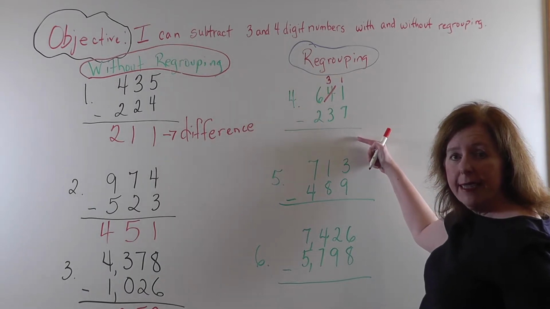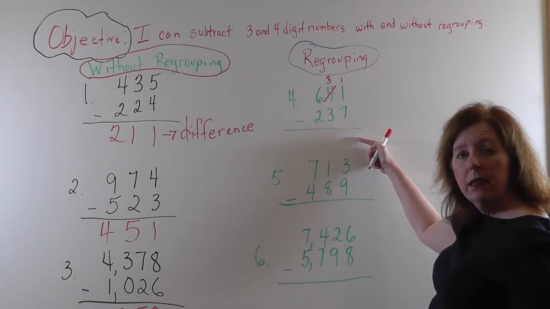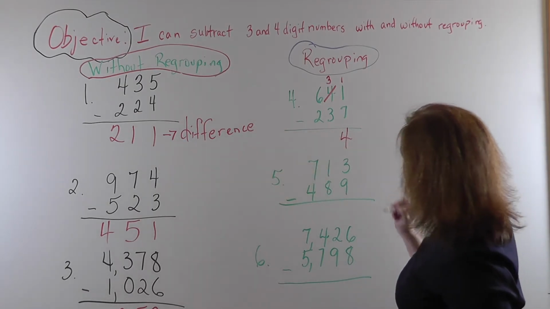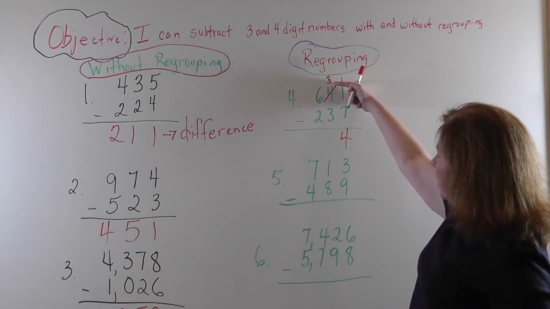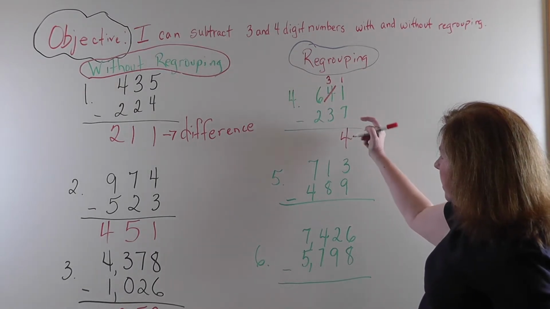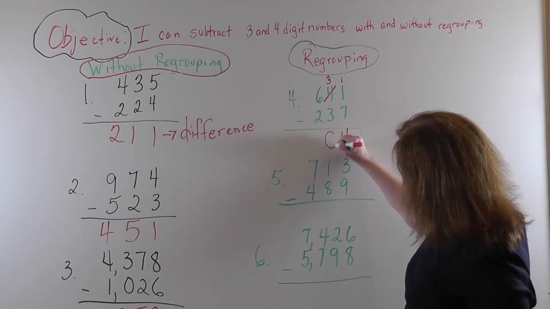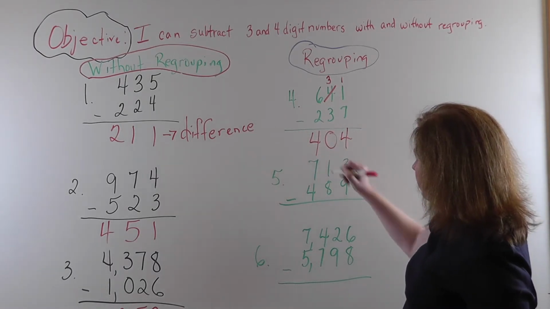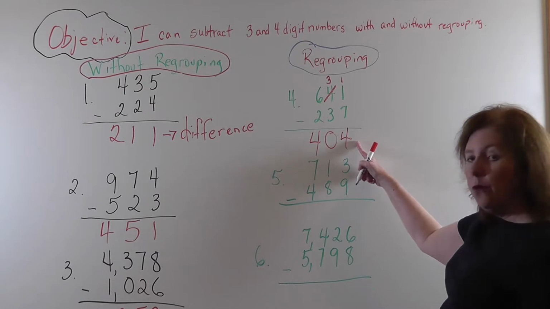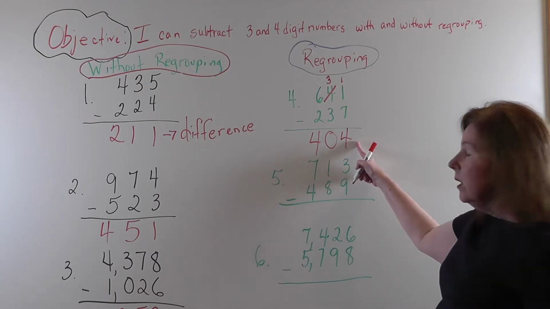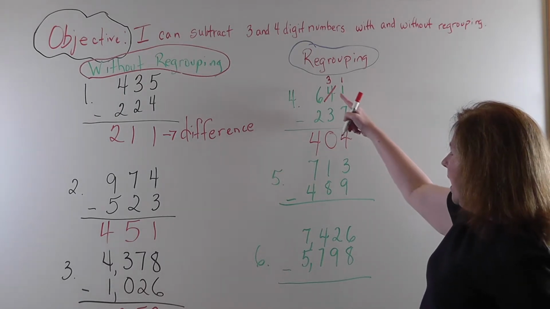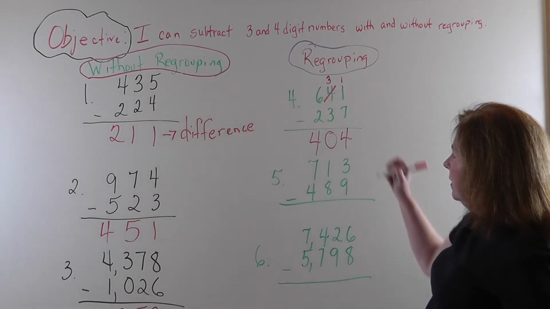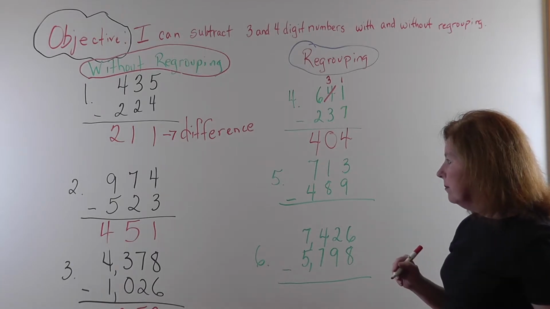11 minus 7 is 4. So I'll put a 4 here. 3 minus 3 is 0. So I'll put a 0 here. 6 minus 2 is 4. So my difference is 404. So in this problem, I had to regroup one time. Okay? Now, let's go to my next problem.